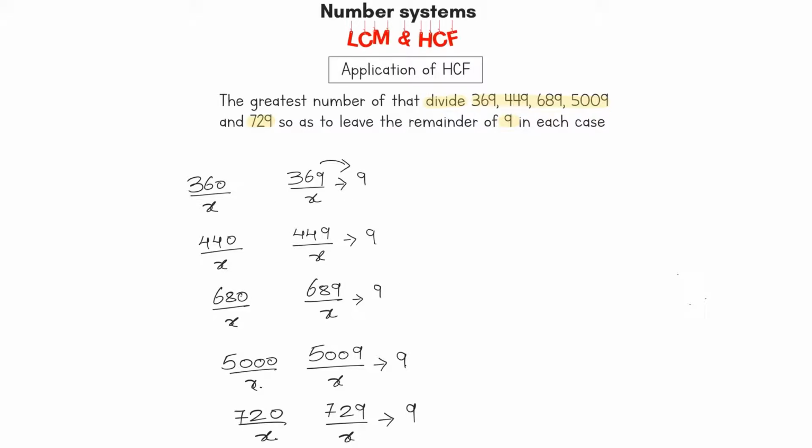So now I need one number which is the HCF of all these, because I need the greatest number. So I need the HCF of 360, 440, 680, 5000 and 720. I just need to find this out. What will I do here? Take out a 0 from all of them, because that's what will make my job easy. Right now I need the HCF of 36, 44, 68, 500, 72.